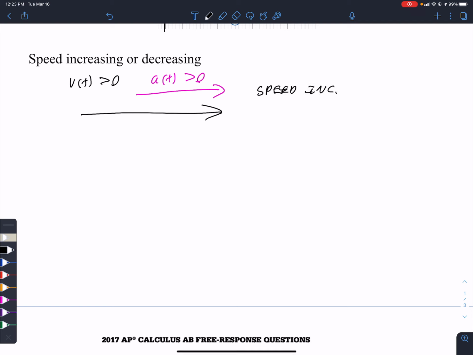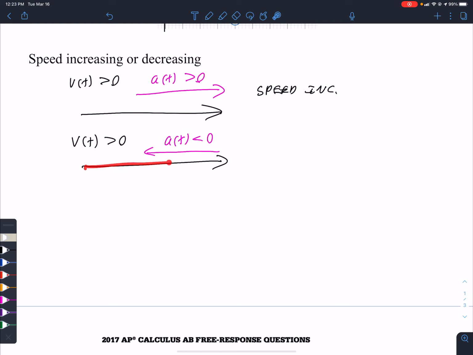Okay, let's do another one. This time your velocity is positive. That means you're moving to the right. But if your acceleration is negative, that means you're accelerating to the left. Now think about this. If you're moving to the right, but you're accelerating to the left, clearly you're actually slowing down. So in this case, your speed is going to decrease.